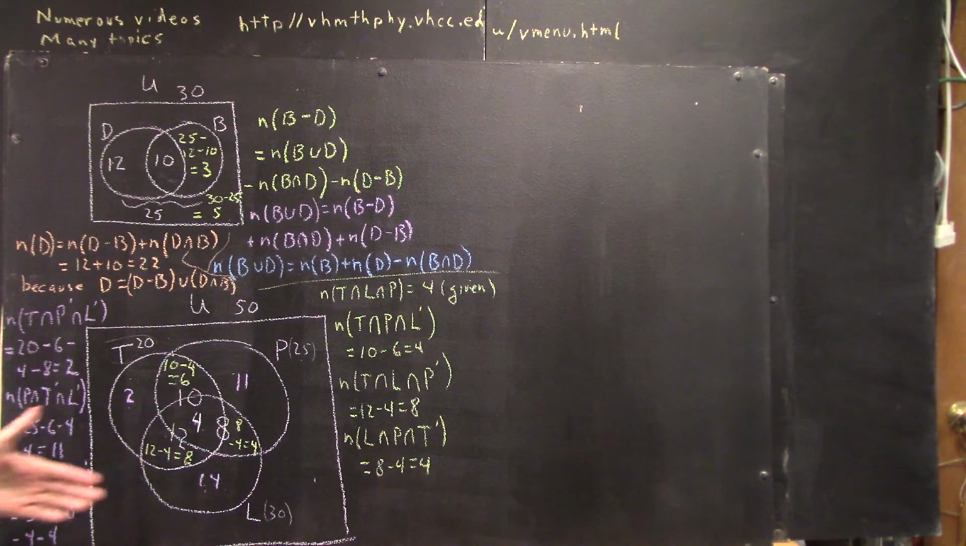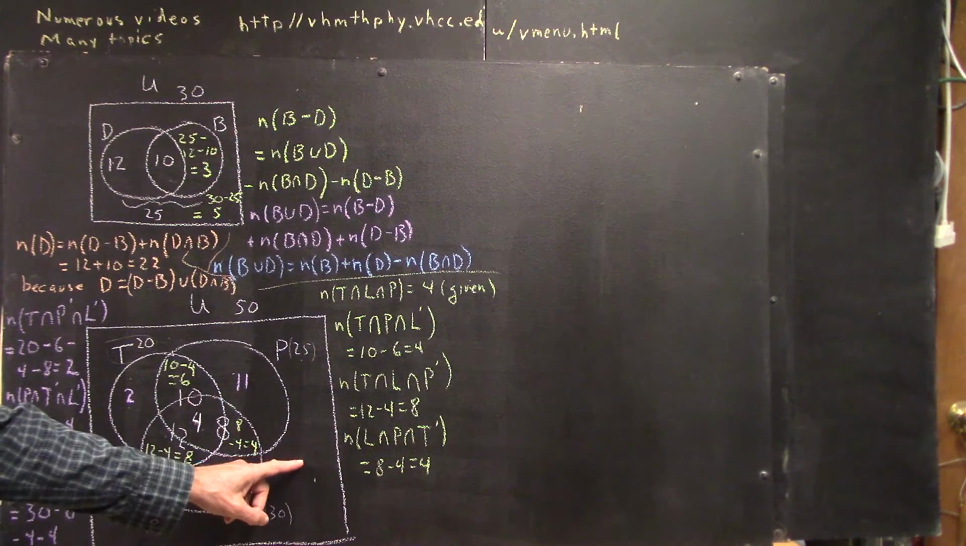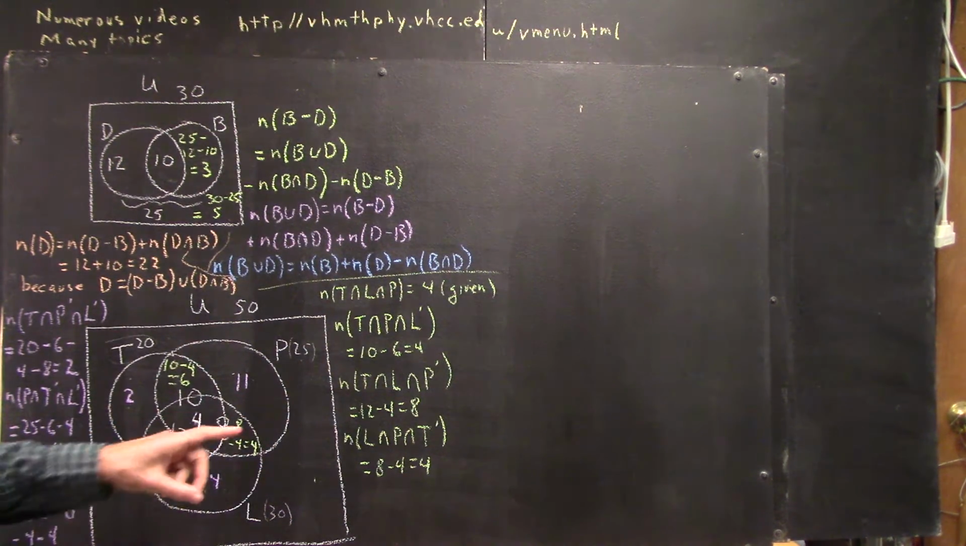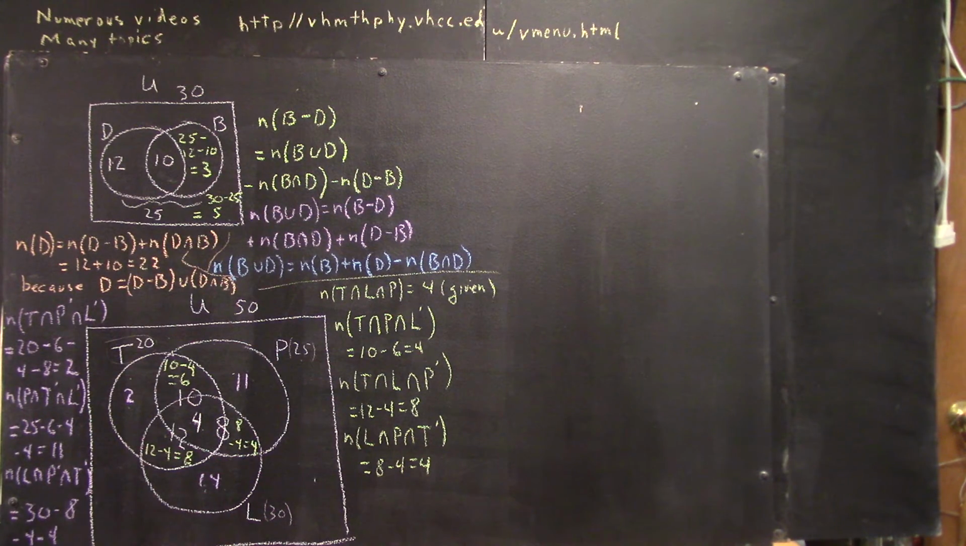Okay, so that's that stage. Now, before, we weren't able to calculate the number in this region outside of all 3 sets. Now we're going to be able to calculate that. So, how are we going to do that? Okay, well, I'll do that in the last step and do that in one more video.